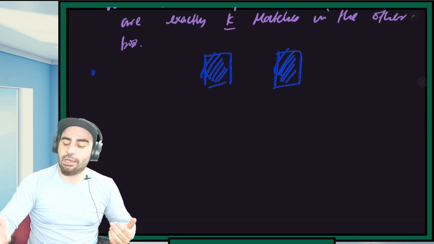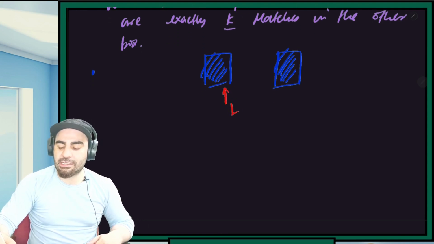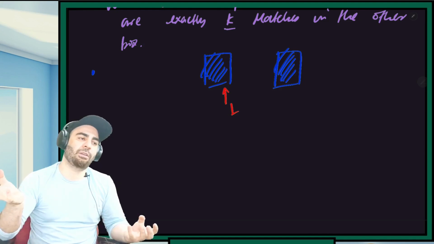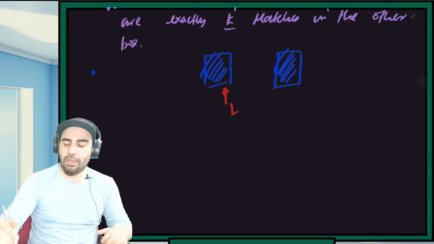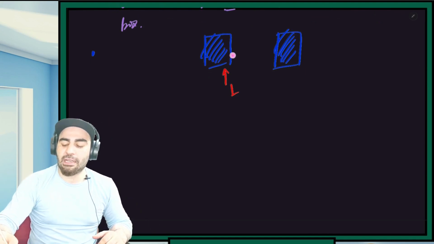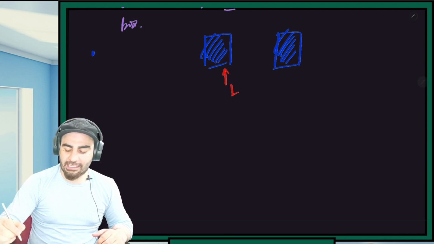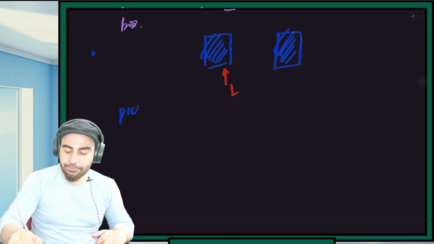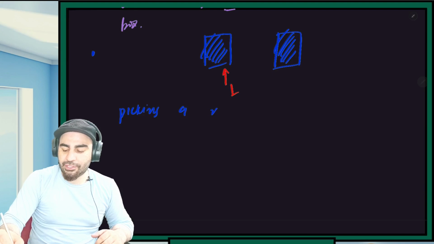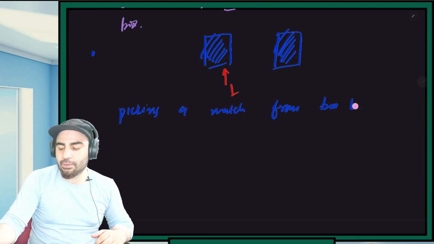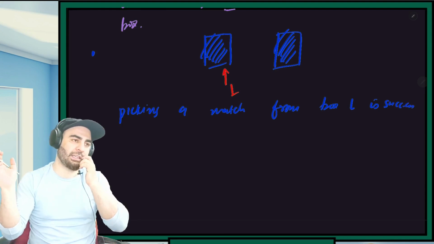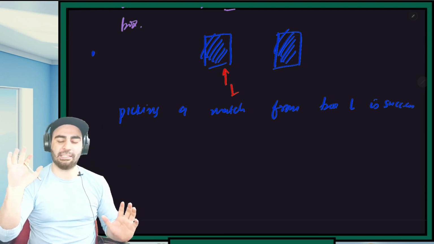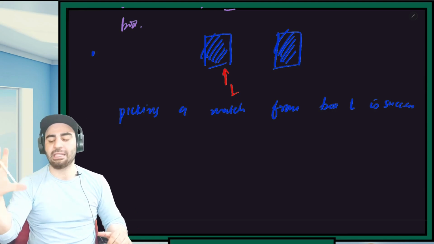So now here we have one box. Let's suppose we'll consider this the left box, and we'll empty this box out. If we empty this box out, that means picking a match from this box is a success. So picking a match from box L is a success. Why? Because I said I'll empty the left box first. Emptying the box basically means success. If I am taking a match out of that box, that is a successful event.